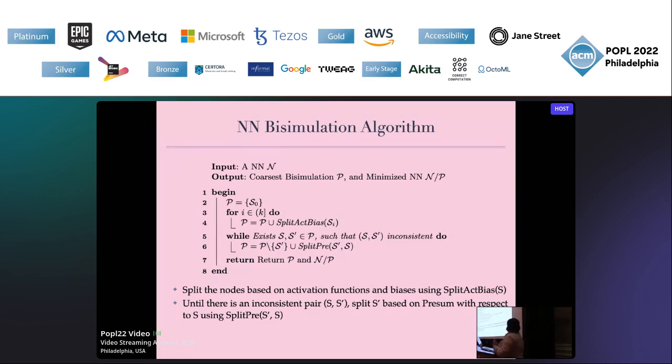So the first loop essentially splits the nodes in each. So you start by merging all the nodes in a particular layer. So that's the abstraction you start with. And then you split the nodes in each layer based on activation functions and biases. And then you iteratively find a pair which is inconsistent and split the S prime of that pair using the split pre function until you can no more split. Right? So, what we are guaranteed from the algorithm is that the algorithm always returns the coarsest NN bisimulation.